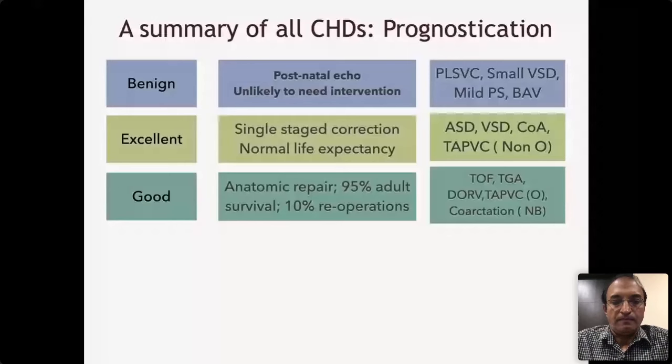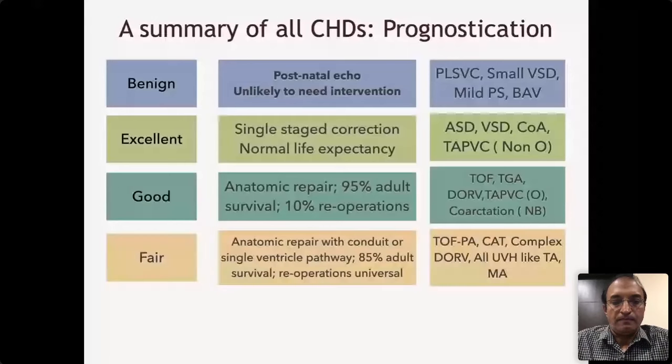When you have lesions like TOF, pulmonary atresia, common arterial trunk, then tricuspid atresia and so on, these are a little more complex because they need more than one surgery. Some of them like tricuspid atresia may need multiple reoperations. However, their survival is good in the modern era. They do reasonably well, but of course they need multiple operations. So that's why I put the prognosis as fair.